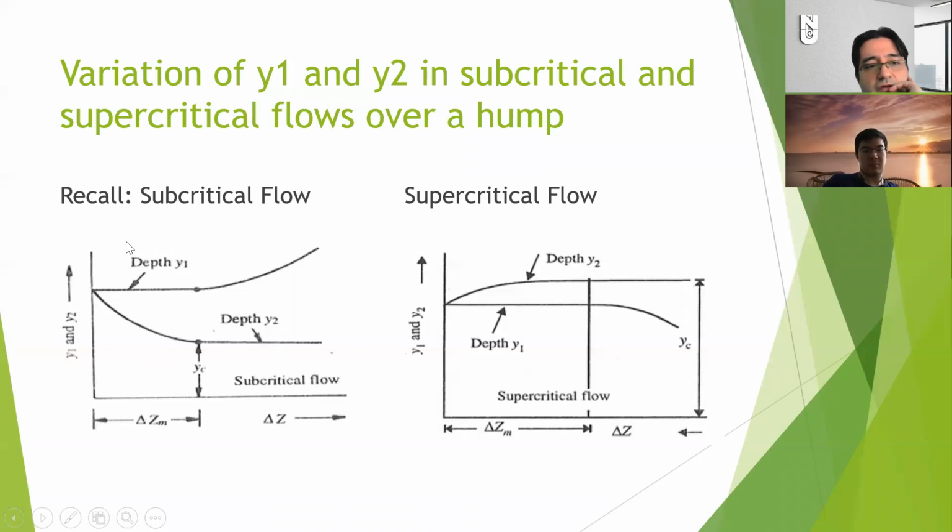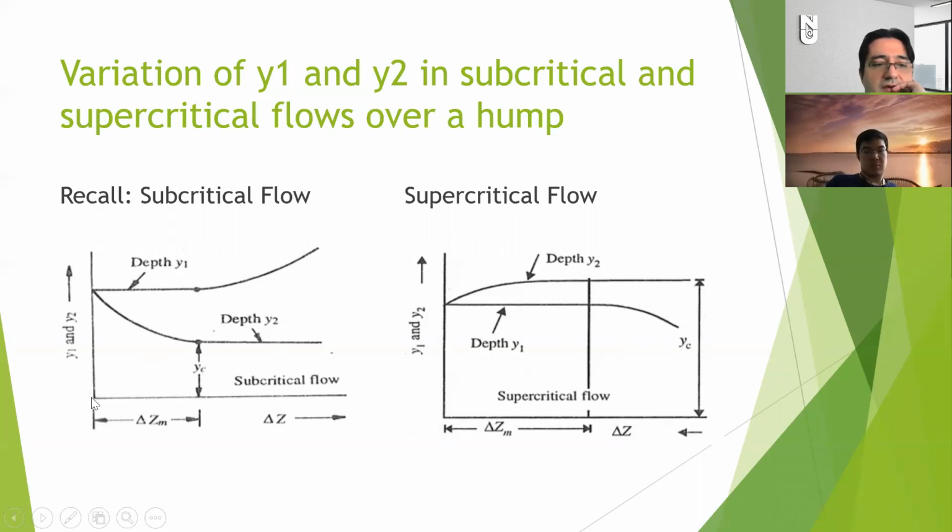So let's focus on the first one. It's going to be a kind of reminder for you from the last course, and then I will focus on the second one, the supercritical flow, today. So let's have a look at what we have. Okay, this is the starting point of the flow, and look at that. The x-axis here is representing the height of the hump.